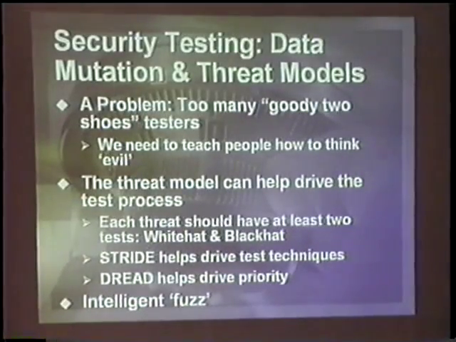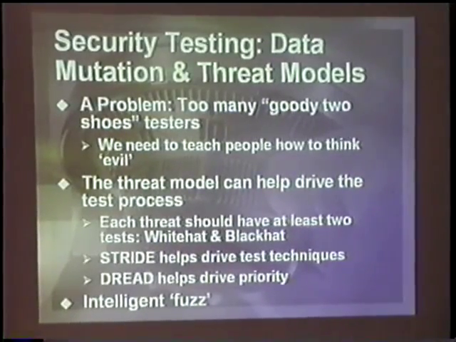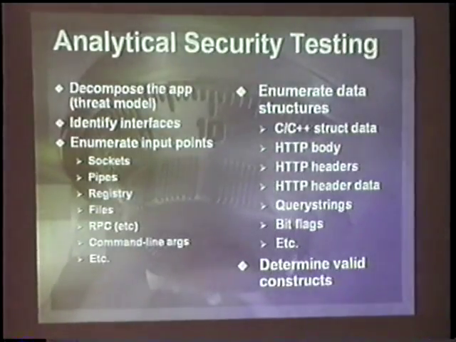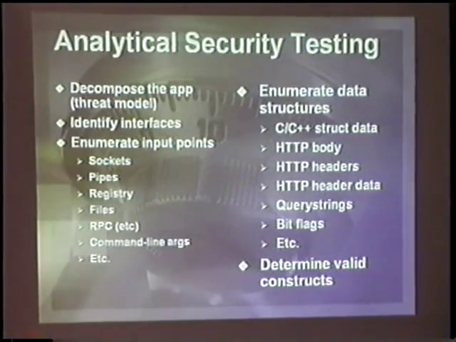All right, I'm going to scream through this because we're basically done. And that is this notion of data mutation testing. Big problem right now is that most testers are goody two-shoes testers. They just want to prove that something works. As security testers, we don't want to prove that something works. We want to prove that something works in interesting ways, if you know what I mean. So the first notion here is you decompose the app. That originally comes from the threat model. Then you look at the interfaces into the app. This is how attackers think, ultimately. And so if you test the same way, you're going to find issues.